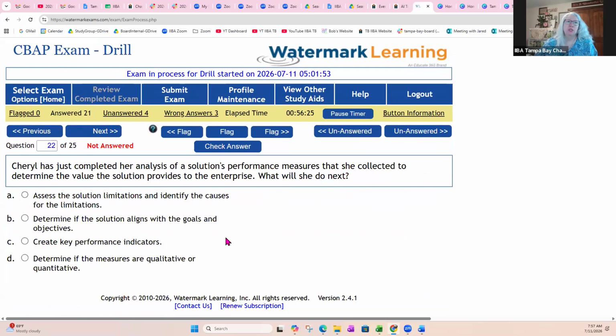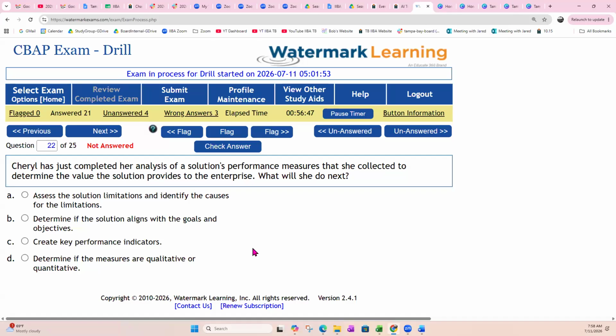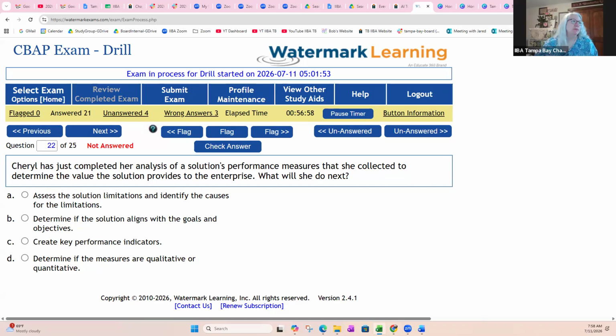And then the next question. Cheryl has completed her analysis of the solution's performance measures that she collected to determine the value the solution provides to the enterprise. What will she do next? So what has she just done? What task did she just complete? Measure solution performance. Okay, so the output of that is solution performance measures.